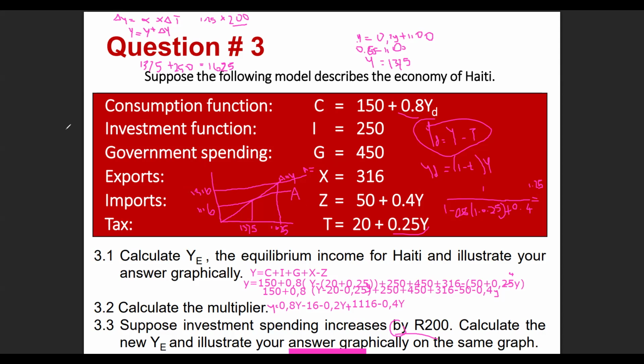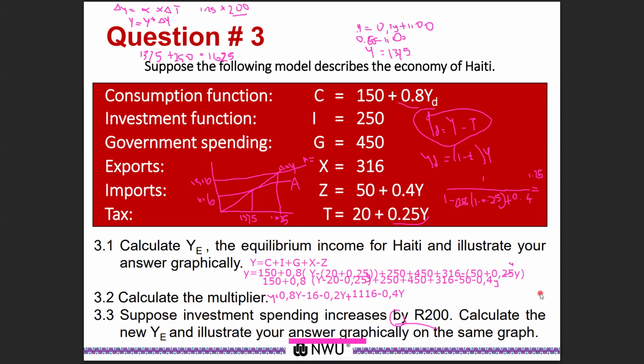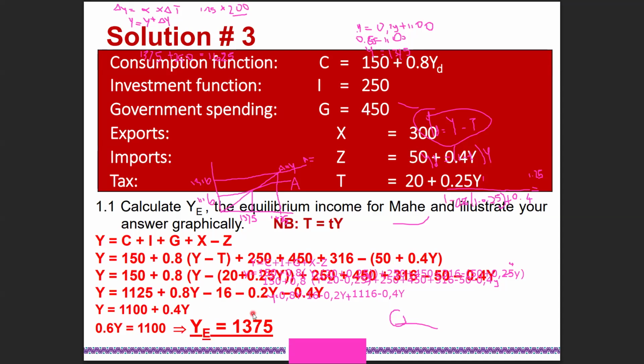So let's see. I think the mistake they made here is, I don't know, honestly, because did we get this 1,100? Yeah, we did. We got it here. And then if you say 1 minus 0.4, getting 0.6, 1,100 divided by 0.6, you don't get this amount.